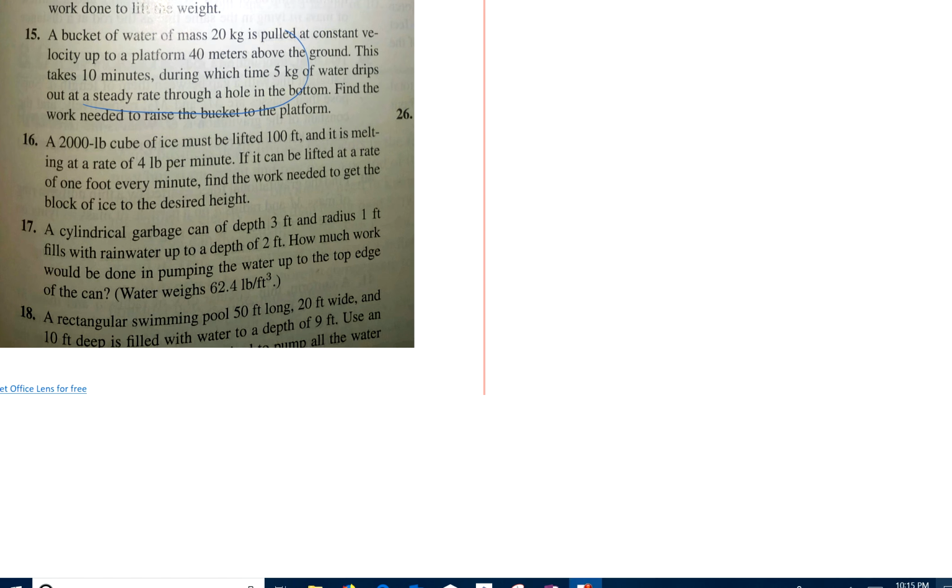Okay, number 15. We've got a bucket of water pulled up 40 meters. Now, what I'm trying to do here is just write down all the information that I got, and then I can think about it.